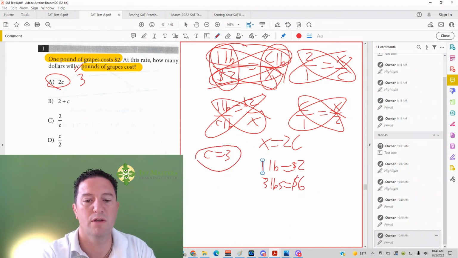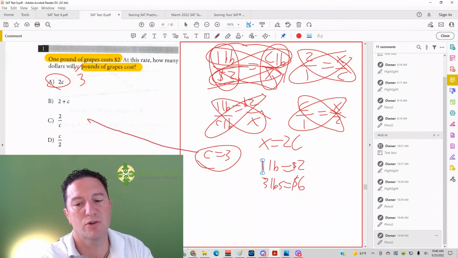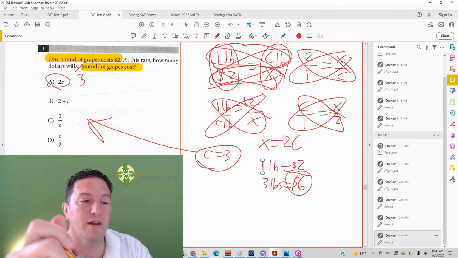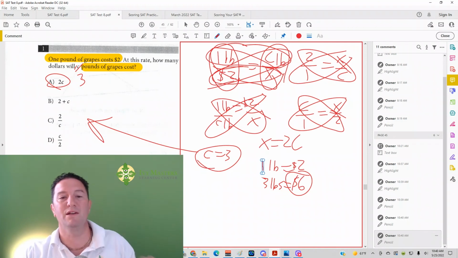And then what you do is you plug your 3 in for C into each answer choice and see what gave you the same answer you got before, which was 6. And you see it works with answer choice A. It does not work with B, C, or D.